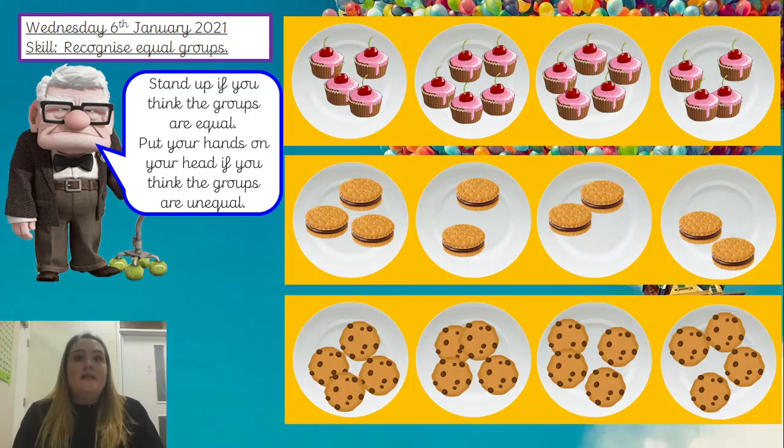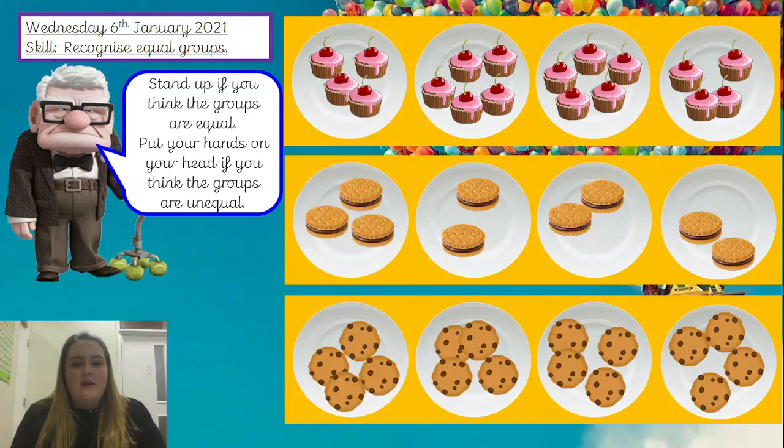So we have to look really closely on this one because some of them are overlapping and they're all in different places. And these plates, there are 4 groups. There are 4 plates like the other examples. And how many biscuits are there on each plate? So have a count, have a think if they're equal or unequal.